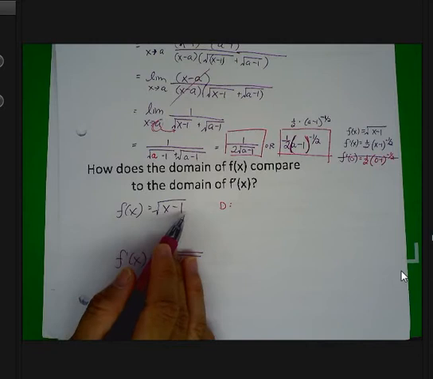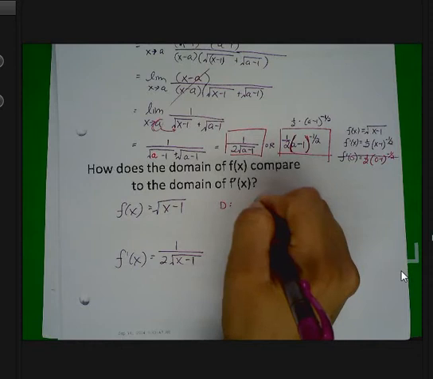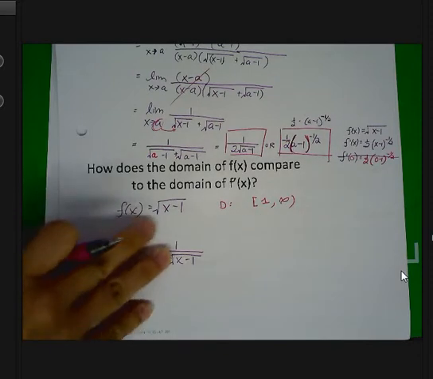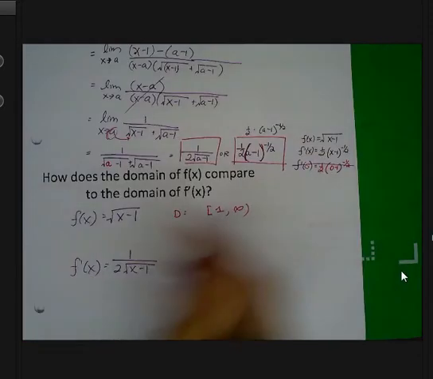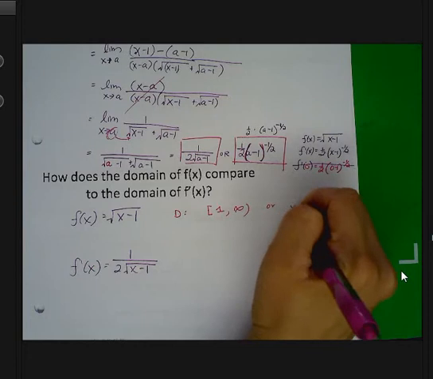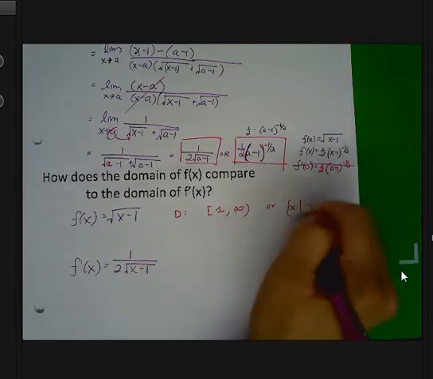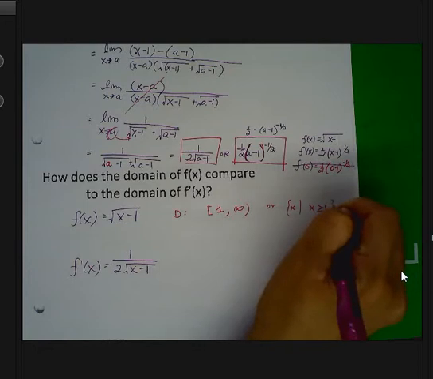I can't have 0 because 0 minus 1 is negative 1. So can I have 1? Yes, because 1 minus 1 is 0, and I know how to do the square root of 0. So basically my domain is going to be starting at 1 and going all the way to positive infinity, right? That's the interval notation, or you can say all the x values such that x is greater than or equal to 1. Those are two ways to say it, right?